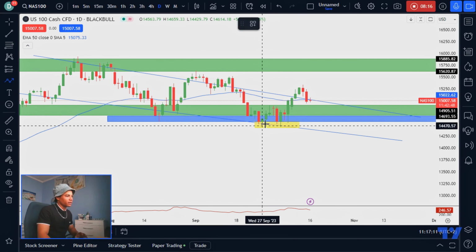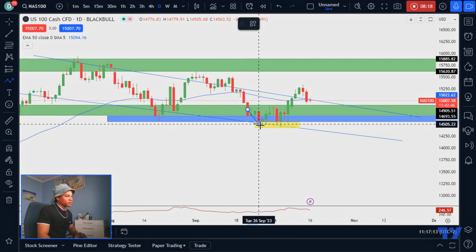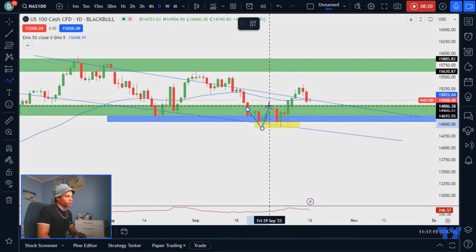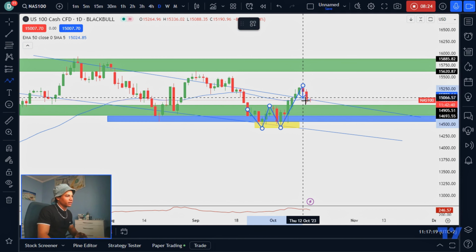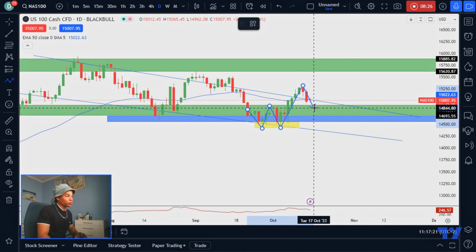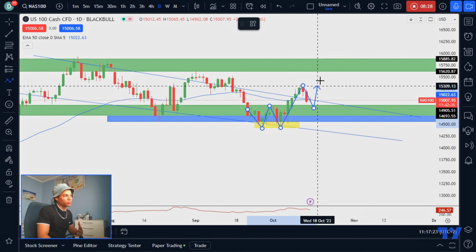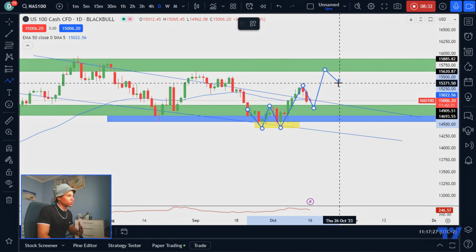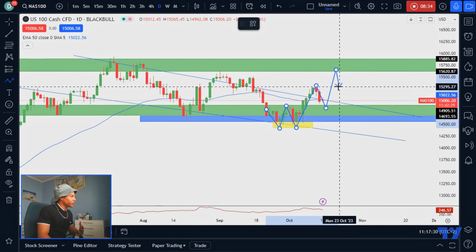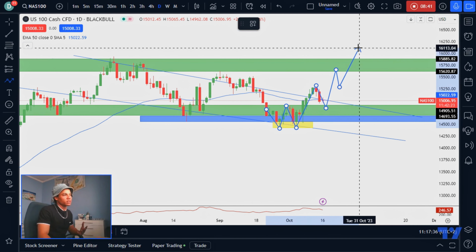So this is what we had. We had this double bottom. We had price break above the neckline. So price needs to come back to retest this area, which is normally a neckline, and then price creates another high, which will push price back into this area, and price will come back and retest an area that was created for support and resistance in the past, and then price will break above this level.